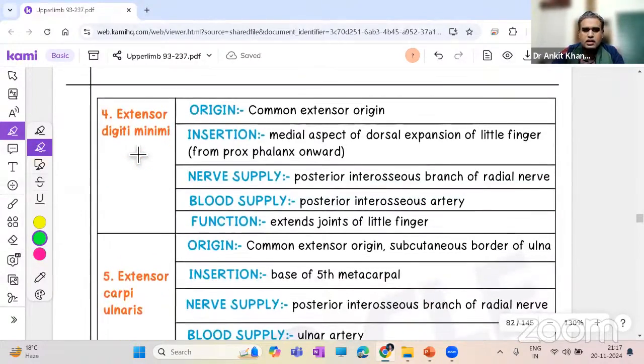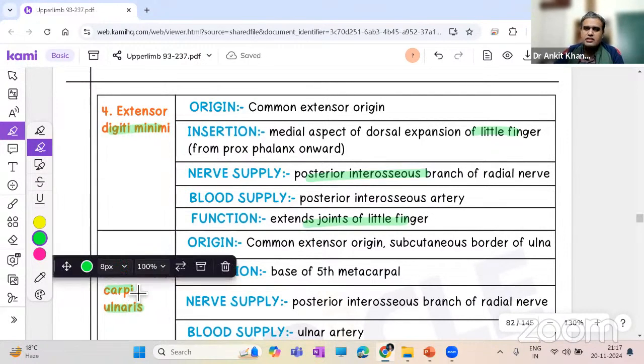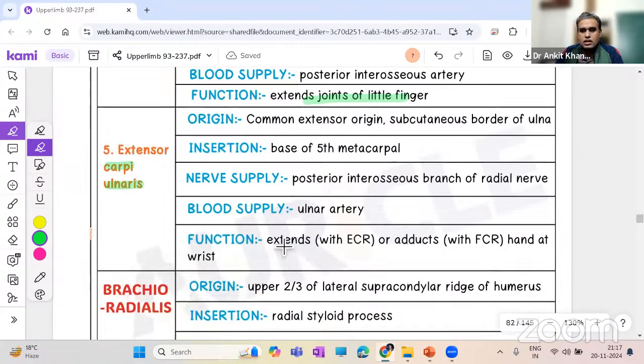Others are also here. Let us give their names. Extensor digiti minimi, again a similar thing. It extends the little finger, supplied by the posterior interosseous nerve. Then extensor carpi ulnaris. Now, will it extend the digit? No, it will extend the wrist joint. It is going to extend the wrist over here.